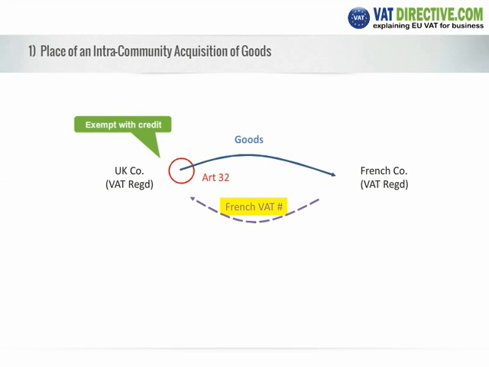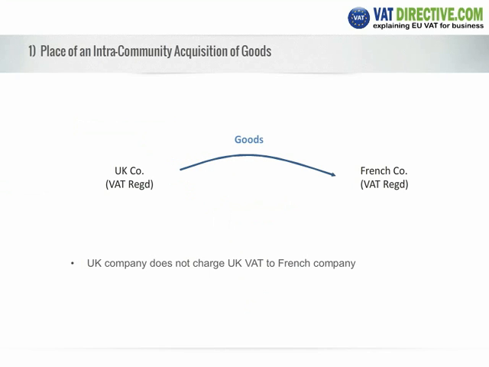In my example, a UK place of supply. And ultimately, the UK company does not charge UK VAT to that French company because they have their VAT number, the French VAT number, and in the UK, it's exempt with credit. Now, under Article 40, the place of intra-community acquisition of goods shall be deemed to be the place where the dispatch or transport of the goods to the person acquiring them ends. So what we have is an acquisition VAT liability in France.